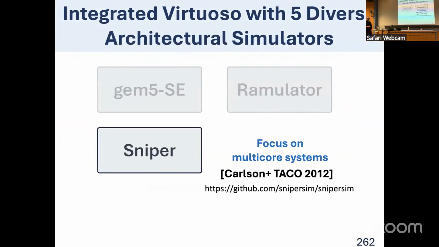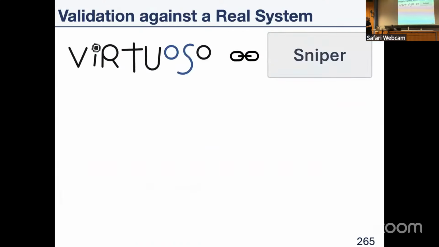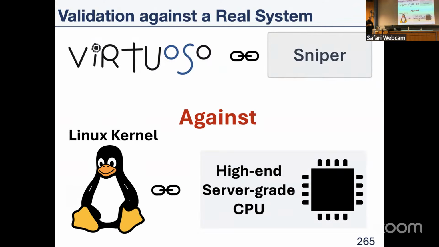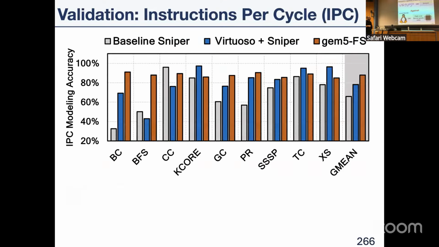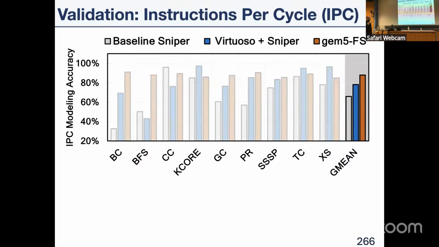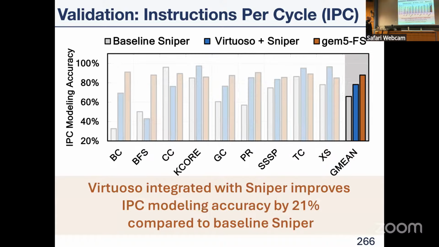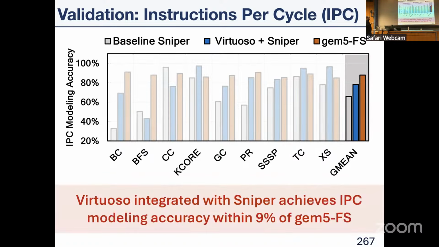We integrated with 5 different simulators, including Ramulator and MQSim, and we validated it against a real system. We basically ported it on top of Sniper and validated it against a Linux kernel running on a high-end server-grade CPU. We found that when we run the simulator alone, Sniper, which doesn't capture the virtual memory overheads accurately, when we integrated Virtuoso on top of it, we improved the IPC modeling accuracy by 21%. And compared to the full-blown gem5 full system simulator, which simulates the actual operating system, we are within 9% of accuracy.